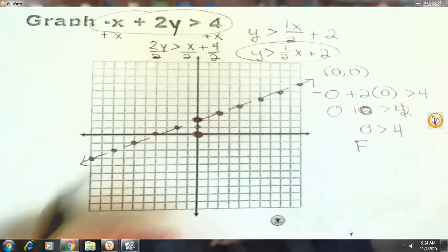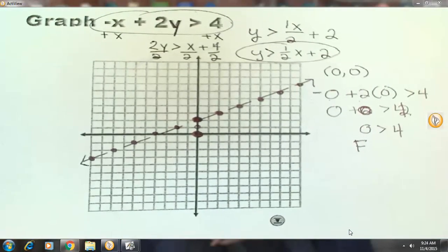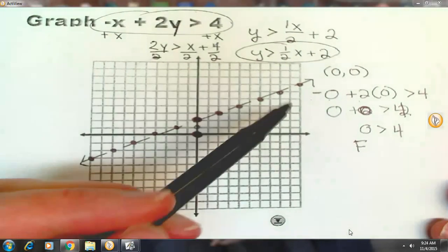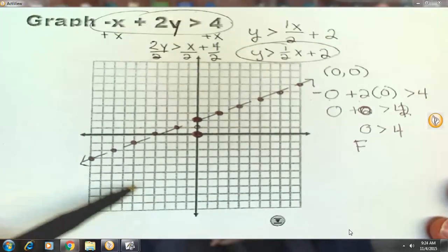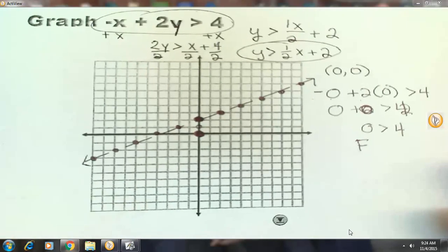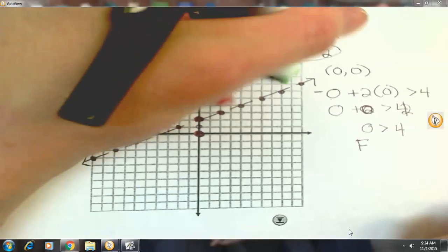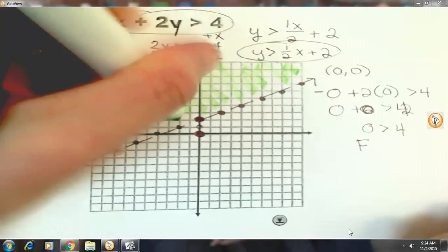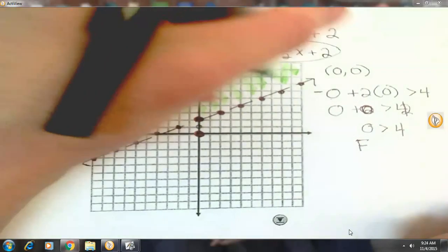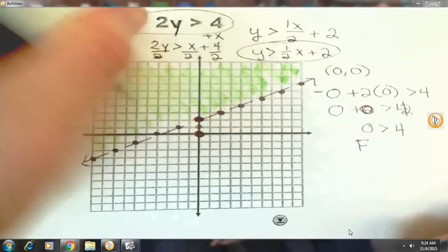So we tested the ordered pair of 0, 0. When I put it in, it did not work. So I know that all the other points on this side of my graph are not solutions. Where should my solutions be? On the other side. One side's going to be true, one's going to be false. In our case, it's going to be the top of our graph. So take your marker and shade in on the top half.